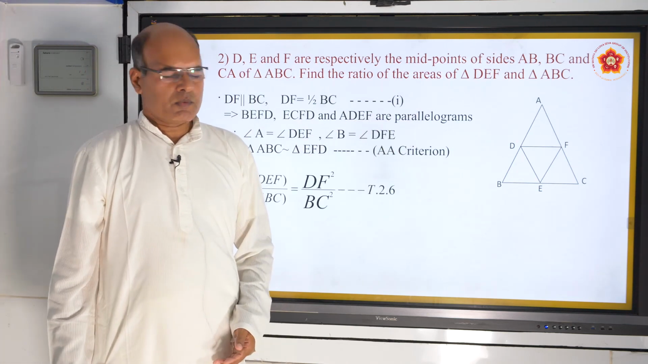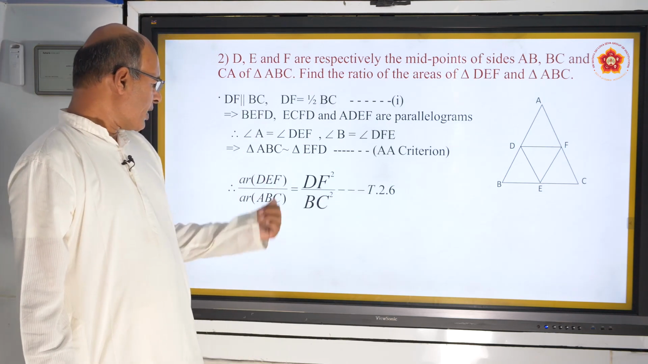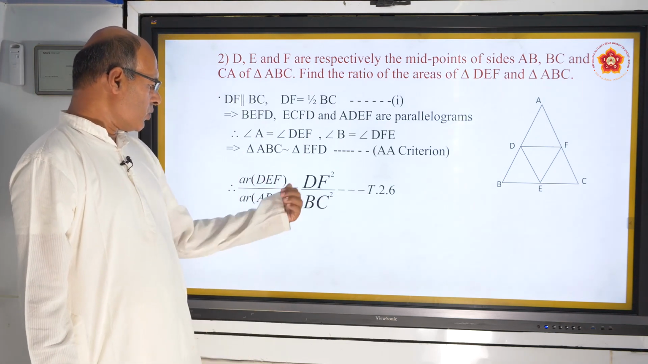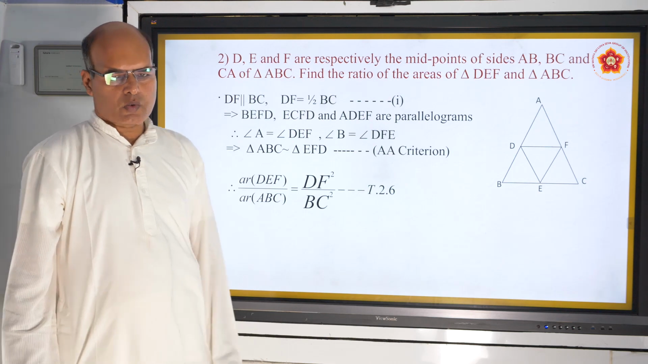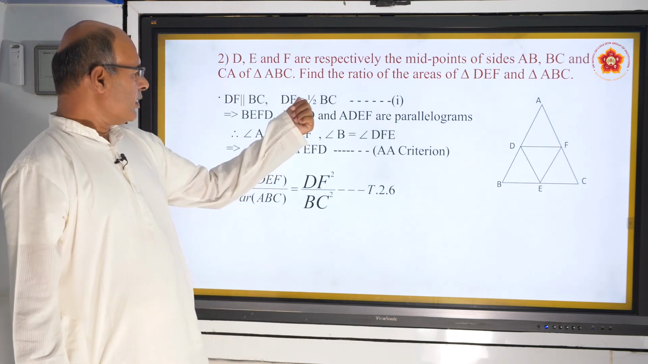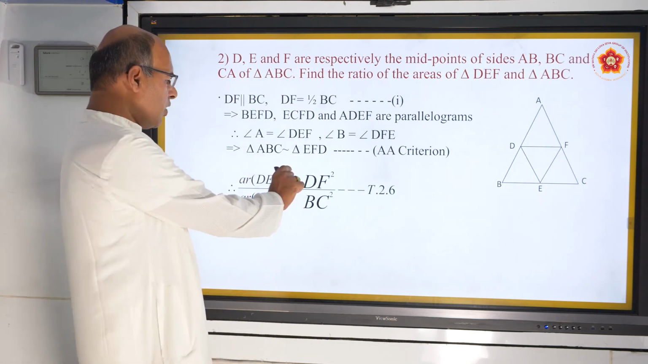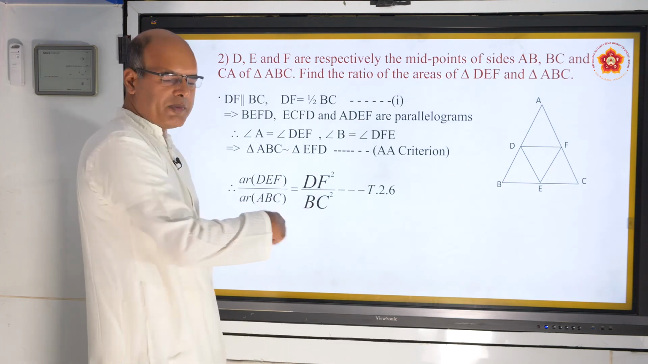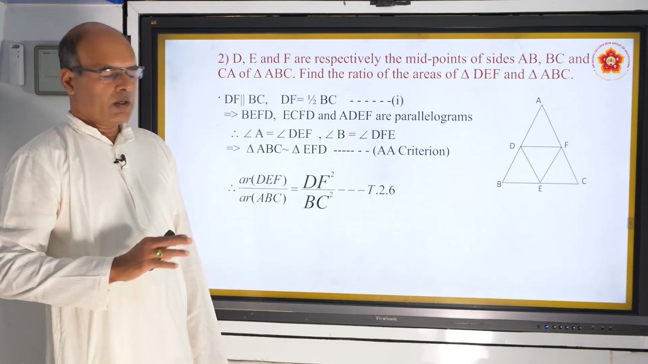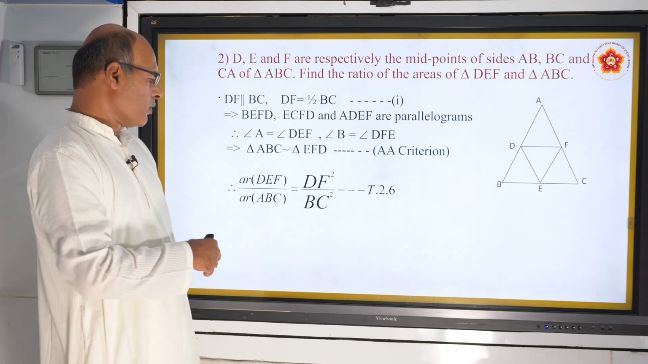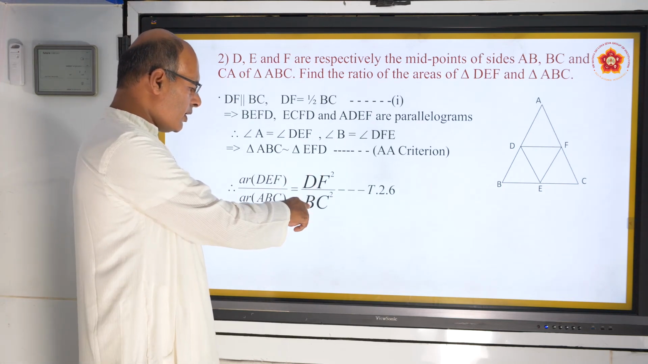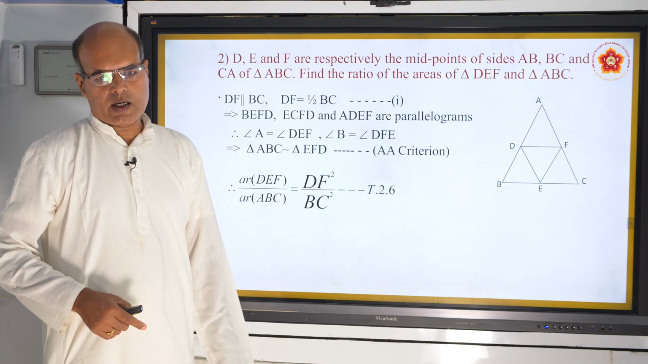Now apply theorem 2.6. So area of DEF by area of ABC is equal to DF square by BC square. What is DF? DF is half BC. You can write here half BC whole square. DF square means half BC whole square. If you square the half, you get 1 by 4. So this is 1 by 4 BC square by BC square. You get BC square cancel out.